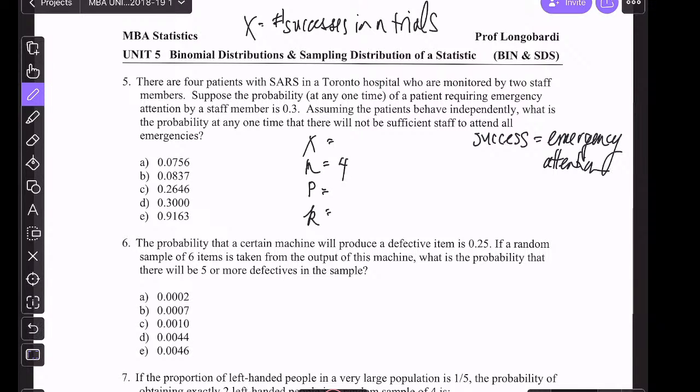And there's 4 patients, so it could be that none need emergency attention, 1 does, 2 do, 3 do, or 4 do. And the chance, you're told, of needing emergency attention is 30%. So the real question, for this complete setup, is what is the K? The question is, what is the probability at any one time that there will not be sufficient staff? So which of these options or combination of these options will reflect not having sufficient staff?